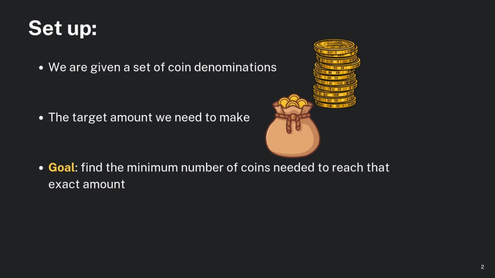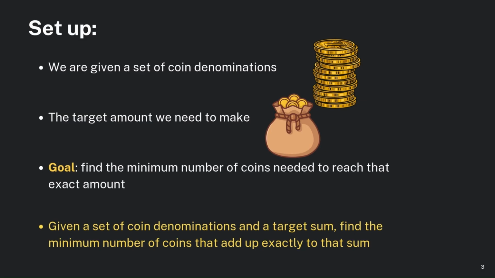For example, let's say the target is 10. The question is, what is the minimum number of coins that we need to use in order to reach that 10 cents? So, formally we can say, given a set of coin denominations and a target sum, find the minimum number of coins that add up exactly to that sum.